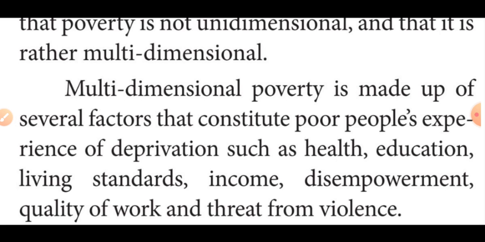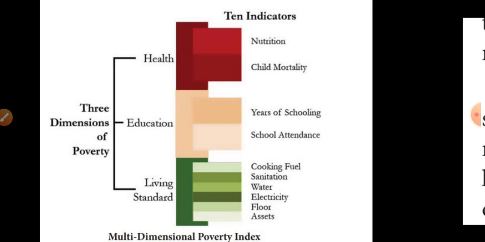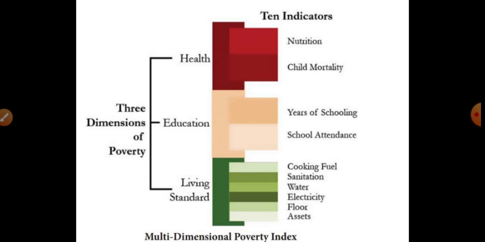Okay students, next I am going to explain the Multidimensional Poverty Index. There are three dimensions of poverty. They are health, education, and living standard.